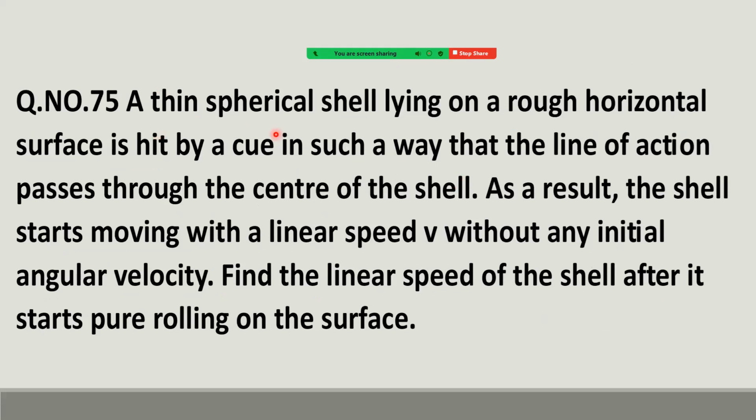See the question given. A thin spherical shell lying on a rough horizontal surface is hit by a cue in such a way that the line of action passes through the center of the shell. As a result, the shell starts moving with a linear speed v without any initial angular velocity. Find the linear speed of the shell after it starts pure rolling on the surface. This question is also taken from H.C. Verma.